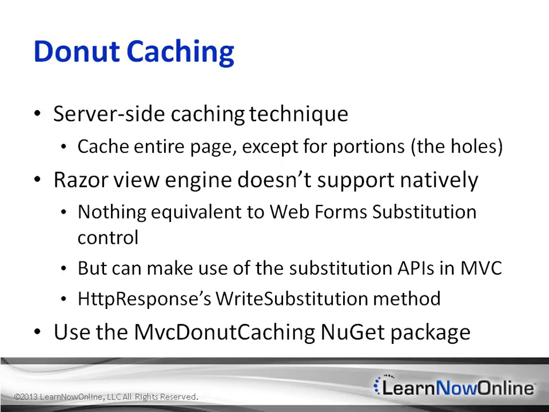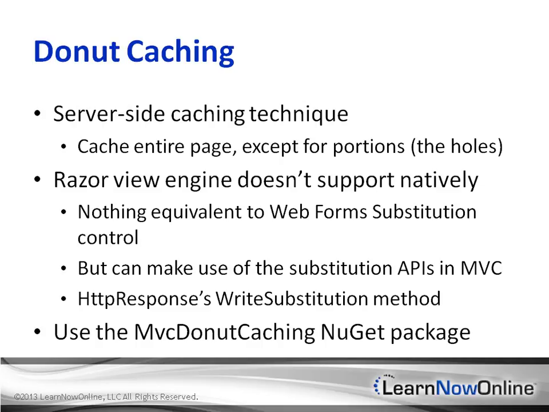Okay, but a better option is the MVC donut caching NuGet package. This is available for MVC 3 and later. Nice thing is that it's free and it's widely used. And what it does is it extends the Action and RenderAction HTML helper methods, adding a Boolean final parameter that indicates whether the output of the helper method should be excluded from the parent view's cache.